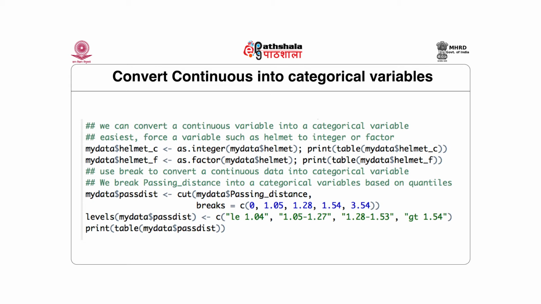So I have summarized earlier the passing distance variable, and then I have used 0, 1.05, 1.28, 1.54, 3.54 as these several cut points. And then I have specified that, okay, after I have cut them, these are the levels to which I'm going to coerce them. So I'll say less or equal to 1.04, 1.05 to 1.27, 1.28 to 1.53, and greater than 1.54. And so pass_dist is a new variable that I have created, and then I have printed a table. So this is where the summary bit comes into the picture.